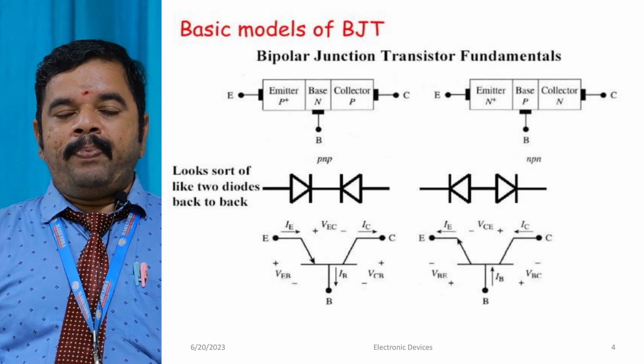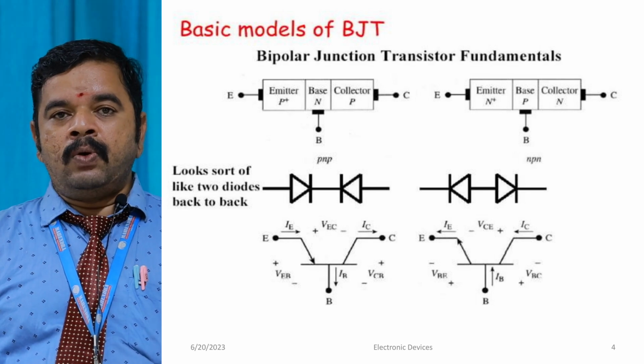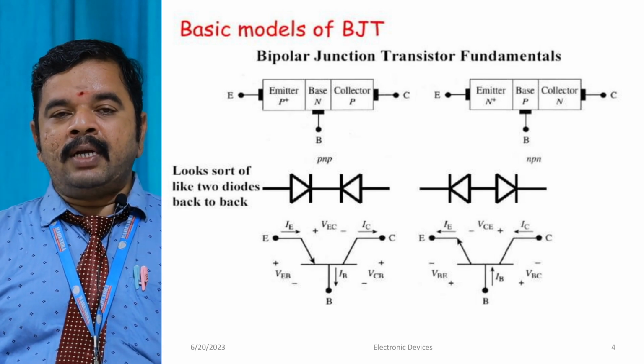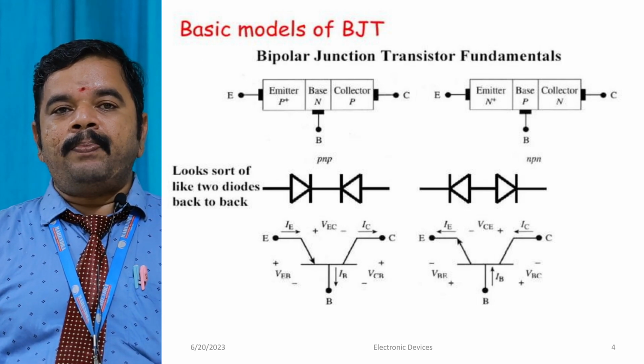So in the NPN and PNP we know as per the construction. What is a transistor? I told us the transistor is a back-to-back connection of two diodes, two p-n junction diodes, that is what we call a transistor. So how do we differentiate the NPN and the PNP transistor?